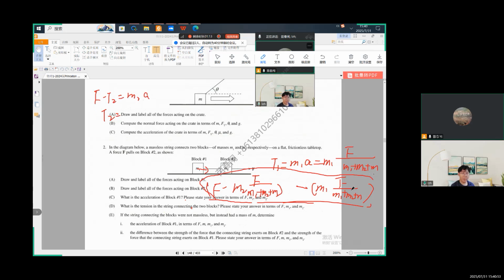So this relates to the one that we talked about earlier. This is also one of the more difficult questions. Think about it as a system, and also think about it separately and do all the forces. Does that make sense? Okay, I got it.